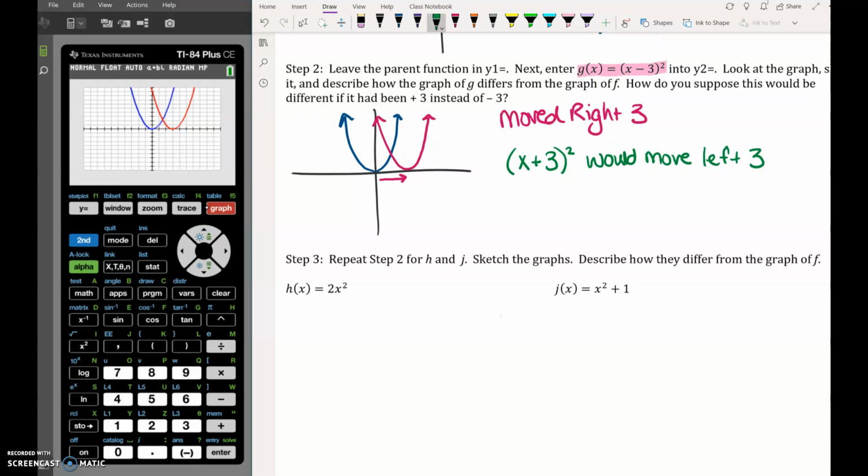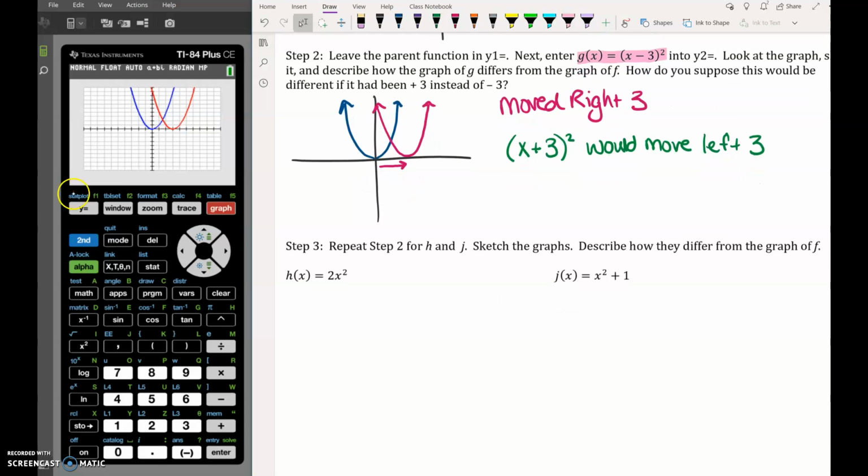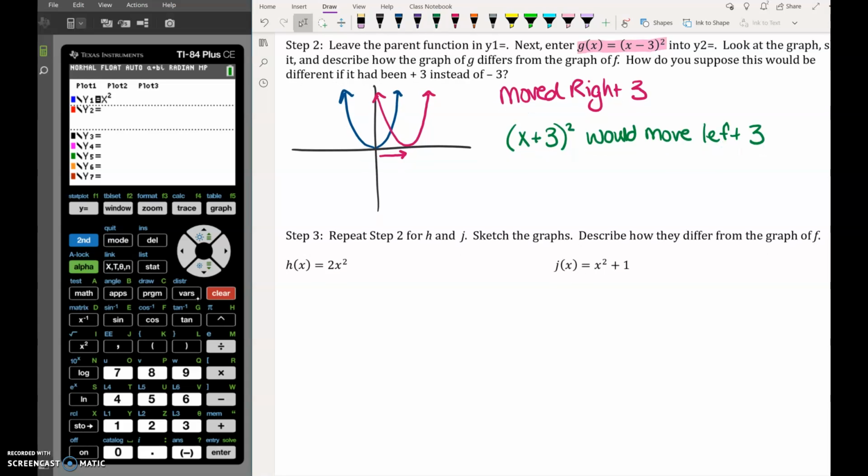All right, I want you to try step 3 on your own. You're going to go back into y equals, leave x squared in that first spot, go down to y2, clear it out, and plug in this function, 2x squared. Sketch the graph, describe how it's different. Then you'll delete that one and put in x squared plus 1, sketch the graph, describe how it's different. So try both of these on your own, get some pictures, see what you think the differences are.